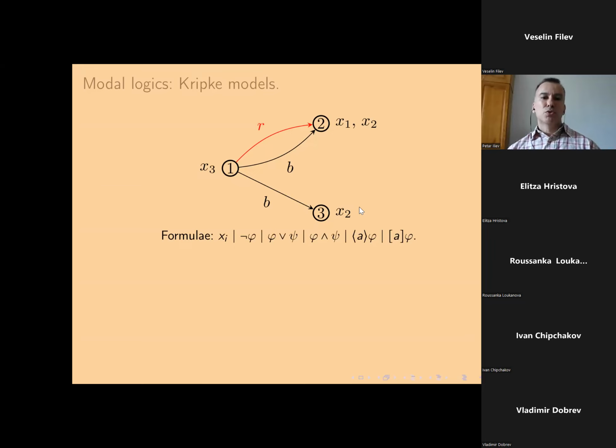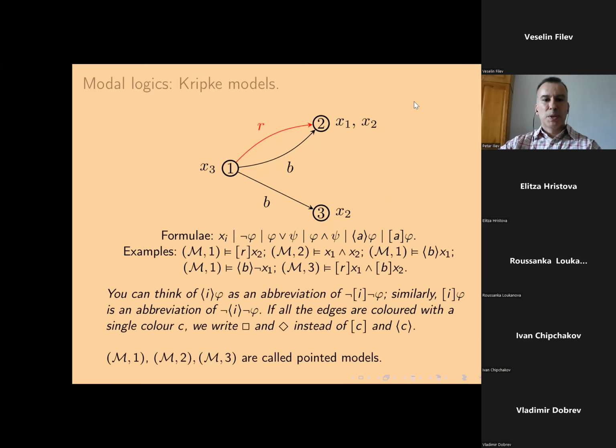The modal language we use to talk about these Kripke models looks as follows. Formulae are constructed out of propositional variables, negation, disjunction, conjunction, and these diamond and box operators. I'm not going to give you the precise definition of the semantics of the diamond and box operators, but I think the following examples will do the job instead of giving a full formal definition. Unlike first order logic, where you have just this global perspective on the models and the structures, in modal logic you have a local perspective. You're evaluating formulas locally at a single point.